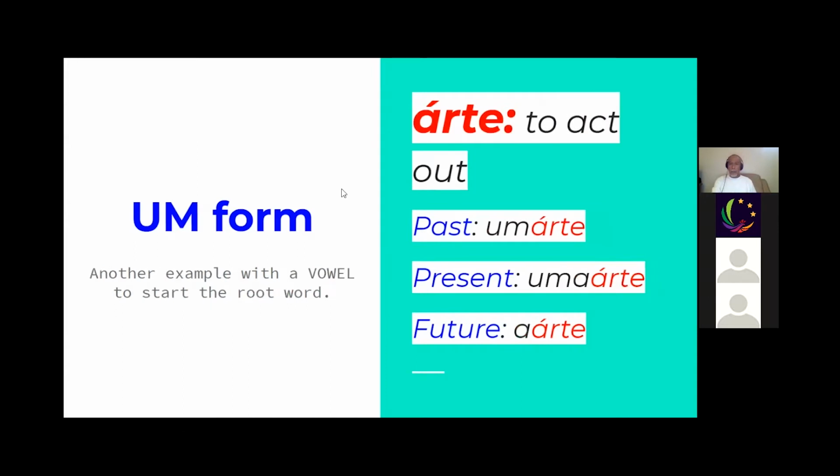Finally, one last, arte, to act. And arte is a Spanish word, and it's to act out. Go ahead and read the conjugated part, Sophie. Arte, arte, arte. Future. Arte, arte, and the future is arte.